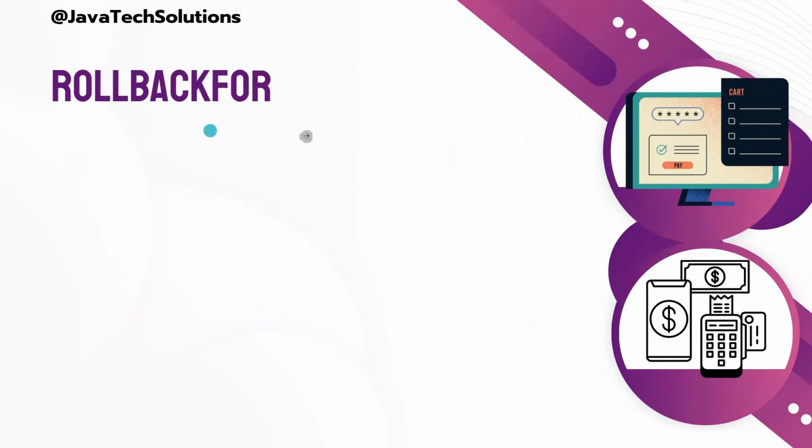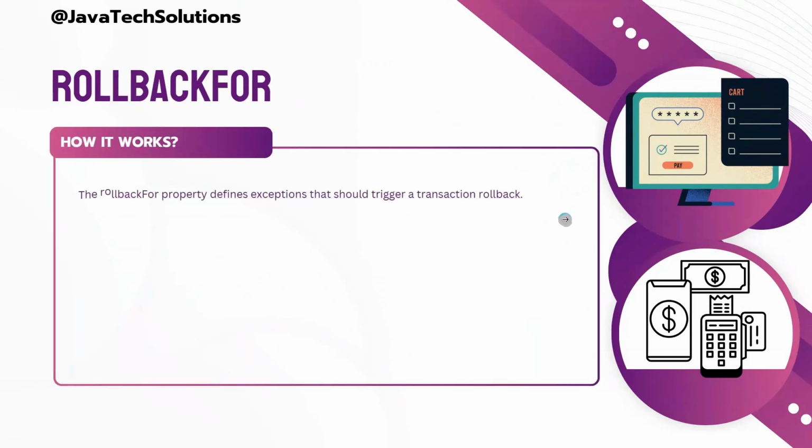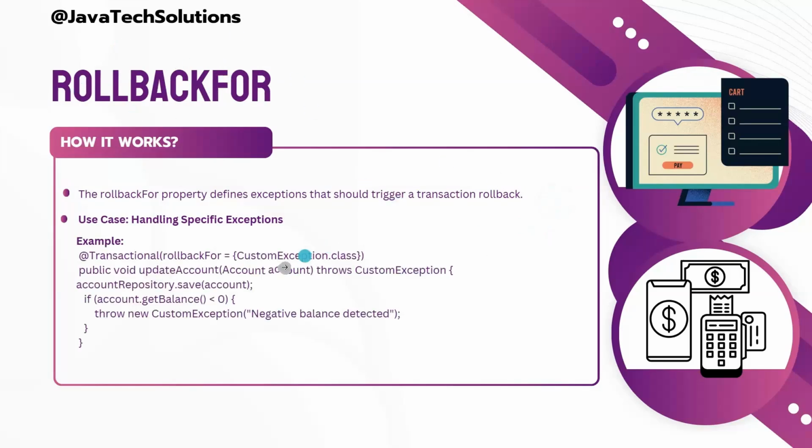Next we are having the rollback for. Sometimes we need to use this rollback property. It's for some exception where we need to specify that we need to do the rollback. So this property does the following: if we know that for this particular exception we need to roll back the whole transaction, we need to use this property.